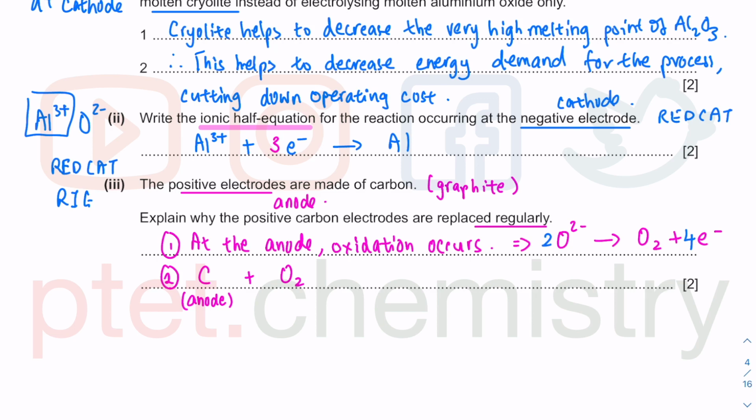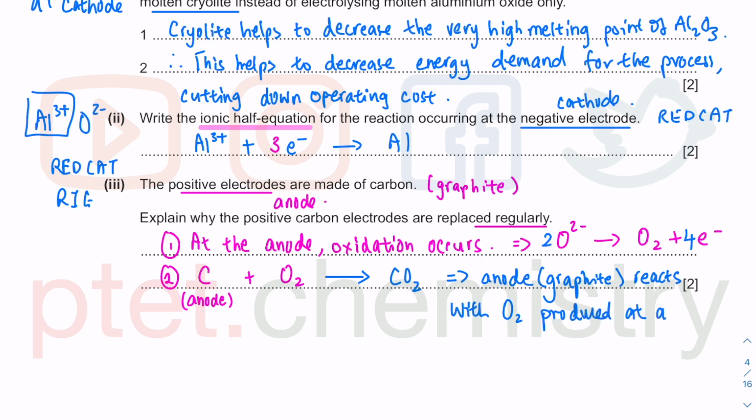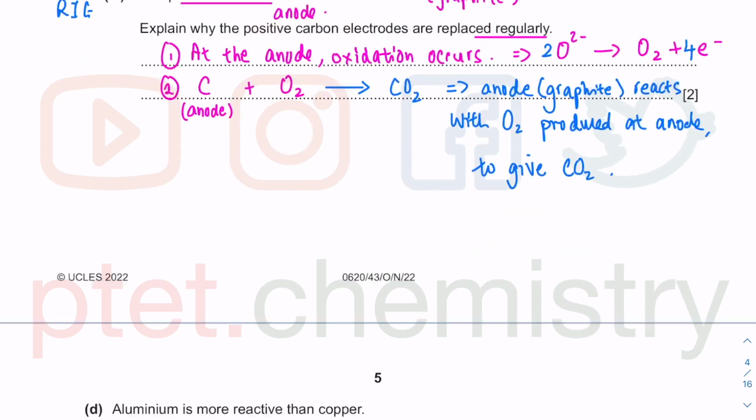Reacting with the carbon graphite of the anode, you're going to get CO2. And this is CO2 gas. So the anode, which is made of graphite, undergoes a side reaction. It reacts with O2 produced at the anode to give CO2. I could just write the equation, but I'm explaining slightly so they could see that if carbon undergoes reaction as a gas, obviously the anode is going to get smaller and smaller. Eventually when you don't have any more anode, you can't have electrolysis. That's why we do need to replace it after some time.